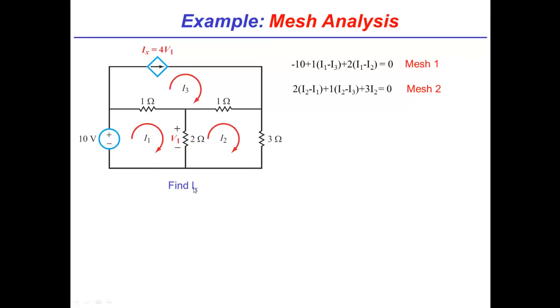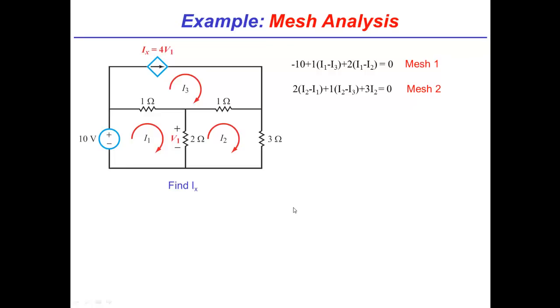Now let's do mesh 2. Mesh 2 means I2 is the current we're actively dealing with, and I1 and I3 will be the adjacent ones. So we'll have 2 times I2 minus I1 plus 1 times I2 minus I3 plus 3 times I2 is equal to 0. And so we've now completed the KVL on mesh 2.